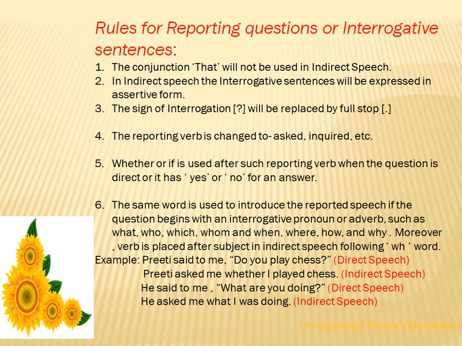In indirect speech, the interrogative sentence will be expressed in assertive form. Means it will become an assertive sentence. It will not remain an interrogative. It will change its form from interrogative to assertive. The third rule is the sign of interrogation will be replaced by full stop. Obviously, if it will not remain an interrogative sentence, it will become an assertive sentence. So obviously it should end with a full stop, not with the sign of interrogation.